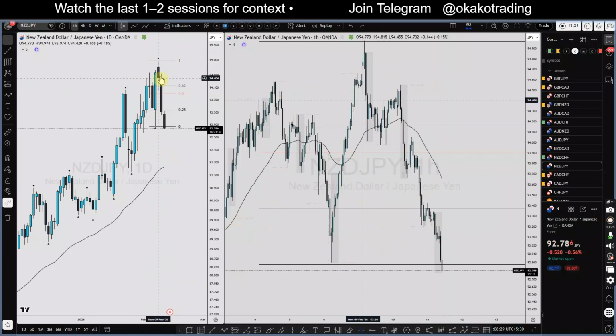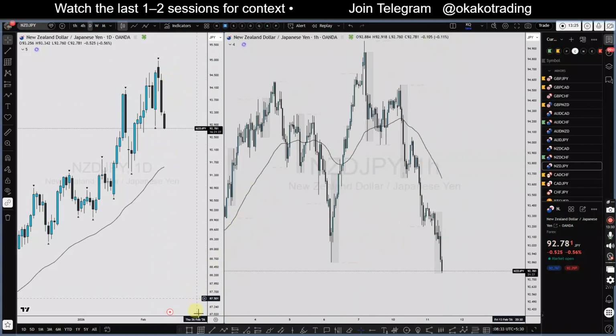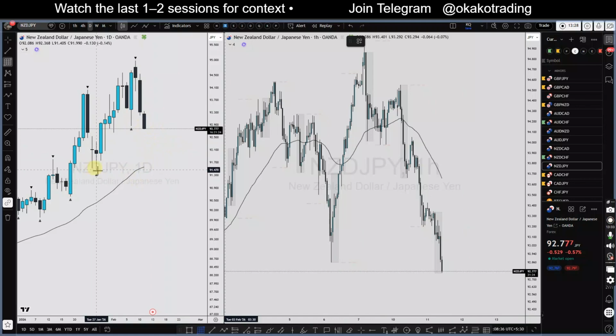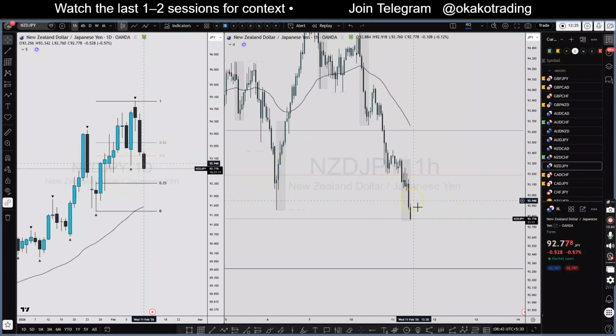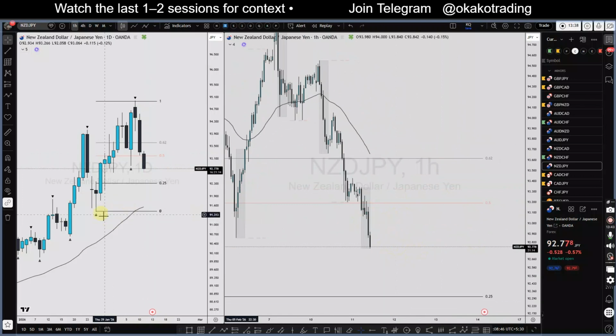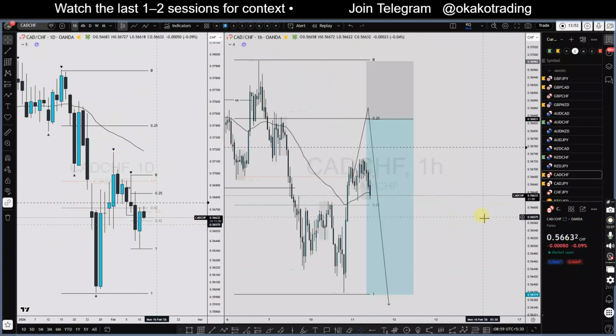NZD JPY just cleared this low, so we have a completely new structure. We're still above 50 EMA, so I'm going to consider this move. And let's see if we find any long setup now because we're currently into a discounted price region. I'm not considering this breakout structure because we're currently above 50 EMA in daily time frame. So I'm going to look for any last bullish breakout structure. So this is the last bullish breakout structure towards upside.